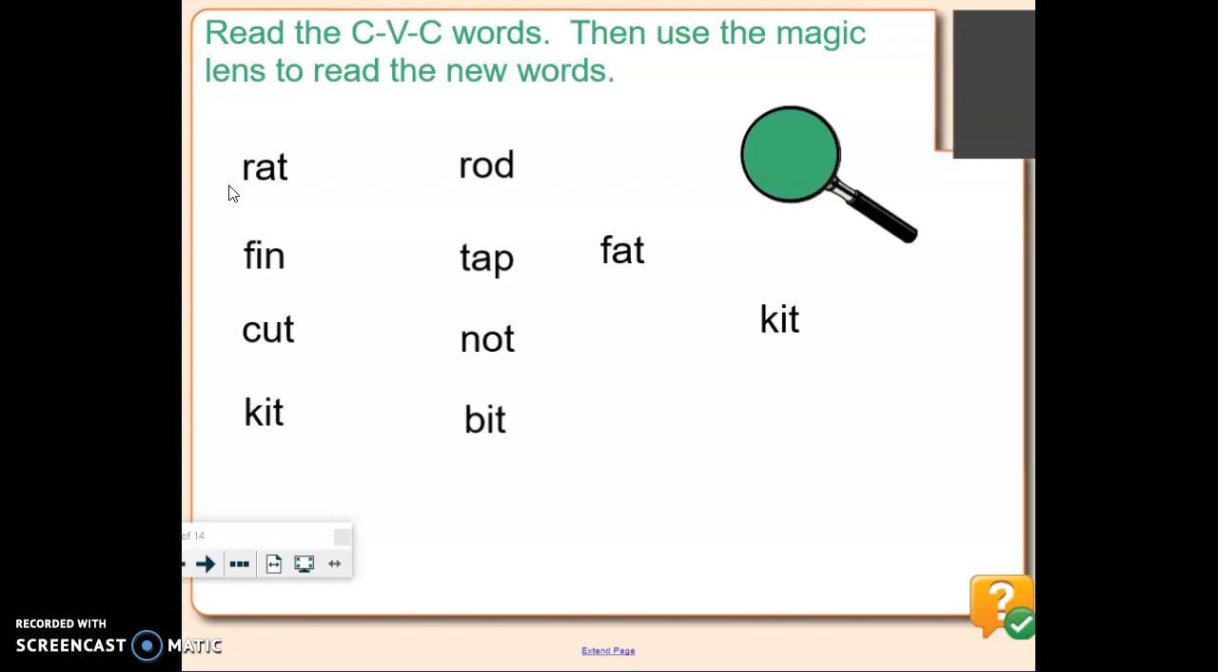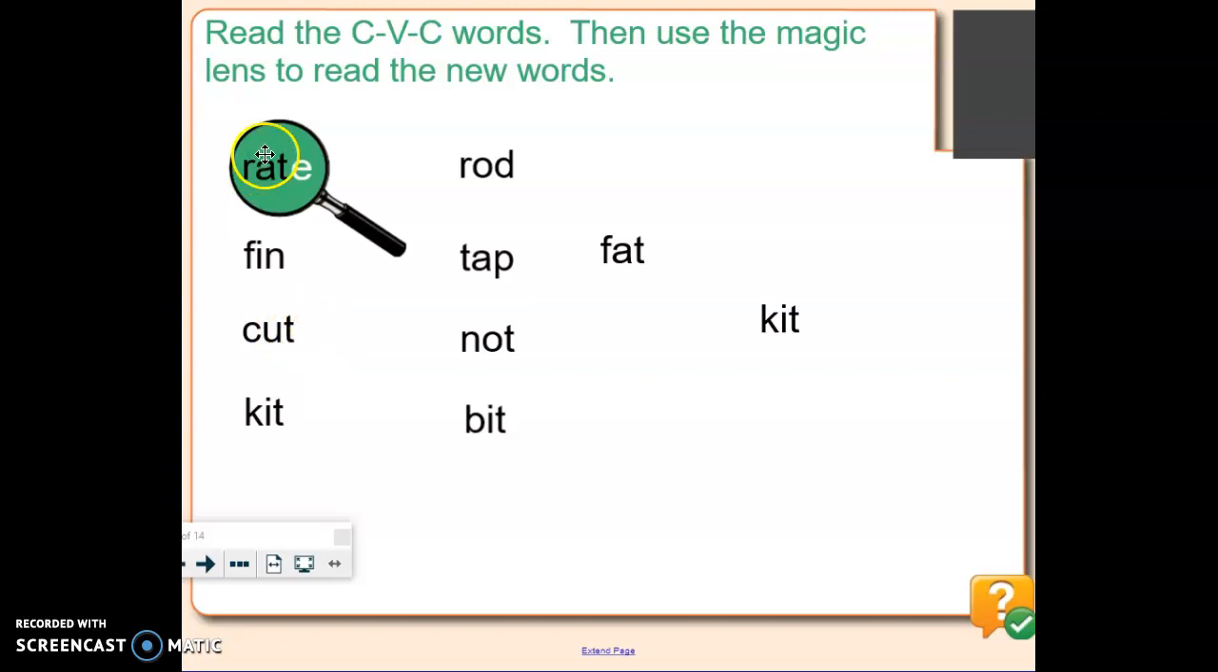Can you sound that one out on your own? Listen. R, a, t. What's the word? Rat. Okay, now let's see what happens when we add an E to the end. Now we have a silent E, which means that it doesn't make any noise at the end of the word and it changes the sound that A makes. Instead of saying ah, it says the long sound. It says A. Listen. R, A, t. And E doesn't make a sound. So this is the word rate.